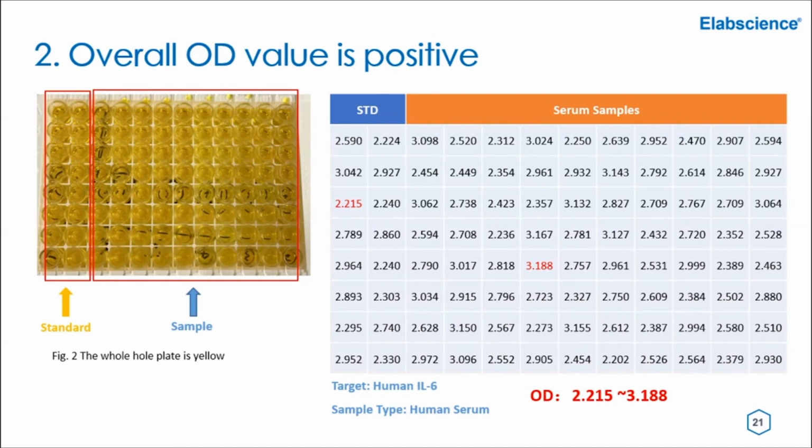And here is another result of the human interleukin-6 ELISA kit for serum samples. The overall OD values are over 2.0. This result is usually more relevant to the experimental operation.